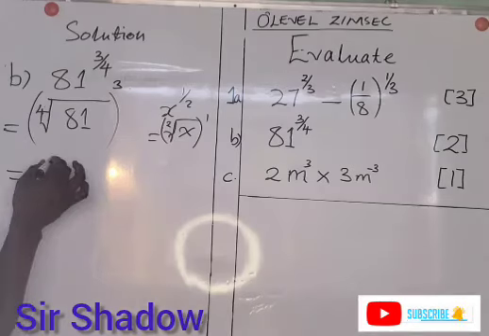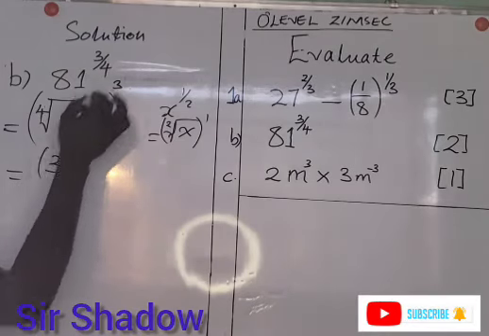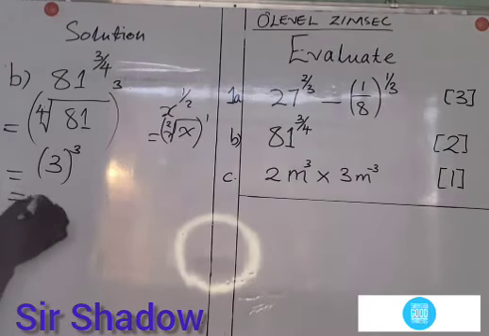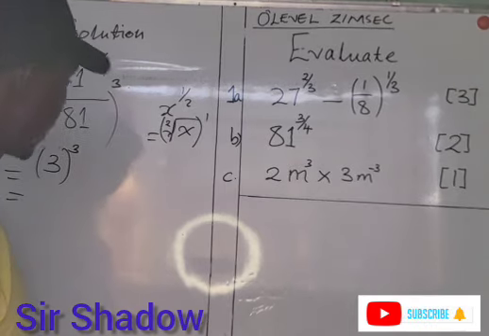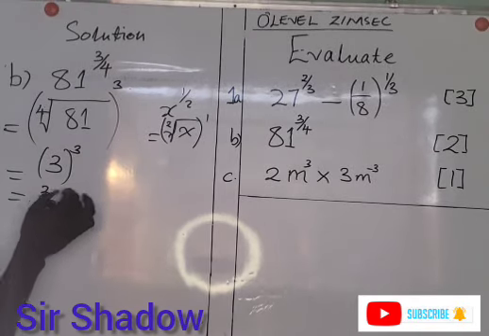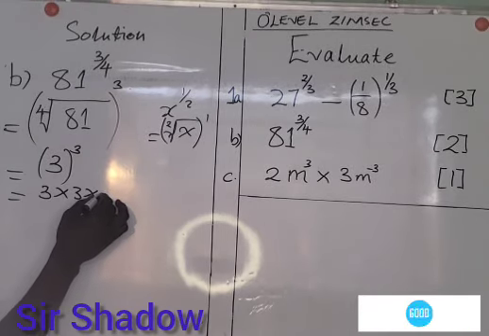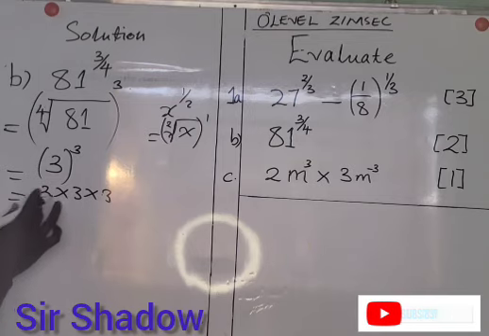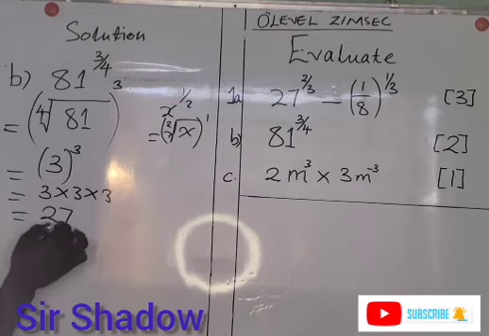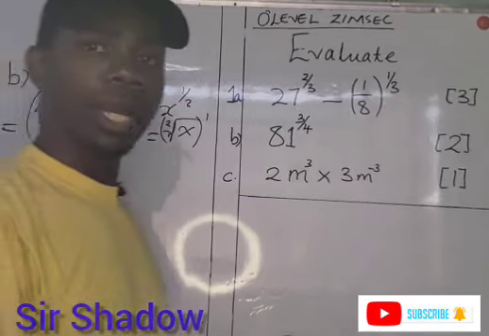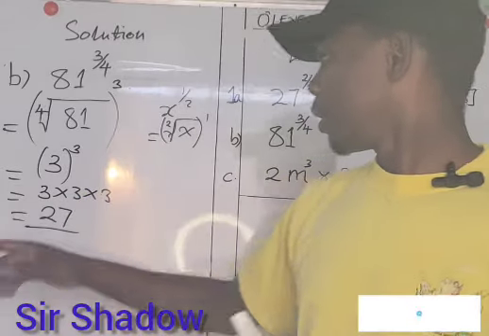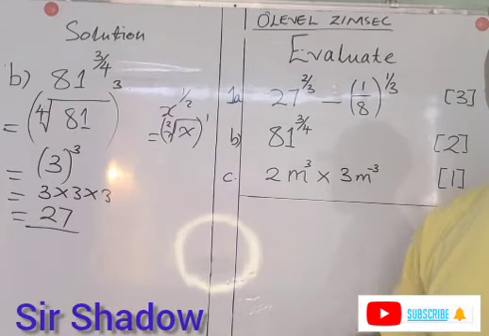So we are saying 3 to the power 3. 3 to the power 3 means 3 times 3 times 3. Then the solution becomes 3 times 3, 9 times 3, 27. So the solution becomes 27 after simplifying and evaluating this one.